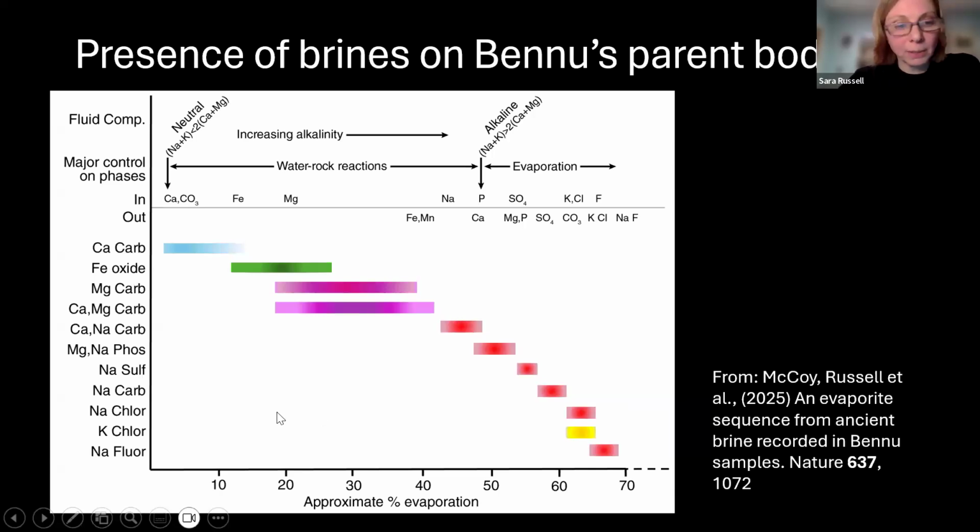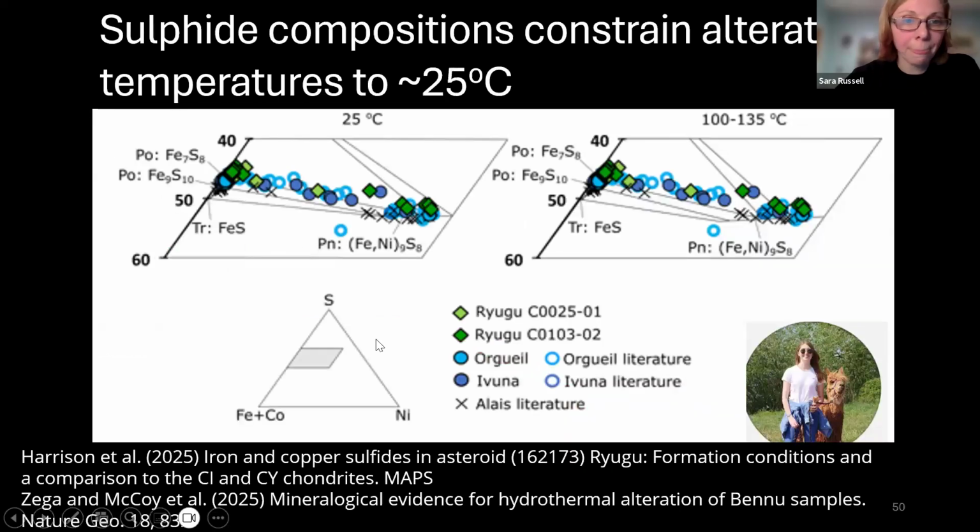So this has got several implications, but for the point of this talk, I just want to point out this means that the water-rock ratios would have been really high in Bennu. So there would have been an excess amount of water even after the phyllosilicates had all formed. We can say something about the temperature of alteration.